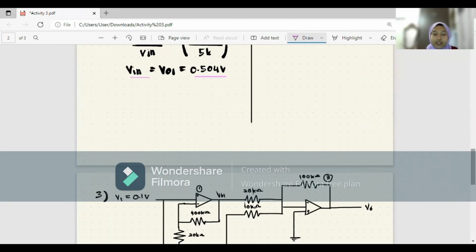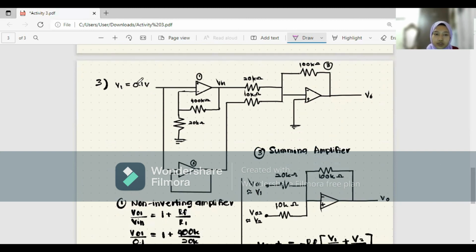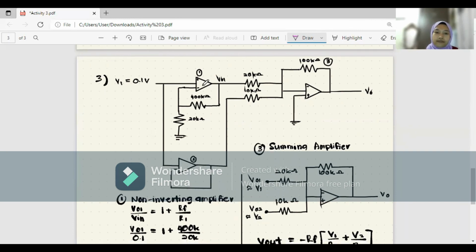So for the third question, we must calculate the output for this whole configuration. We're already given in this picture that V1 is equal to 0.1 volt. First, identify how many amplifiers we have. We have 3 types of amplifier in this question. This is the first one, this is the second one, and this is the third one. So let's focus first on the first one.